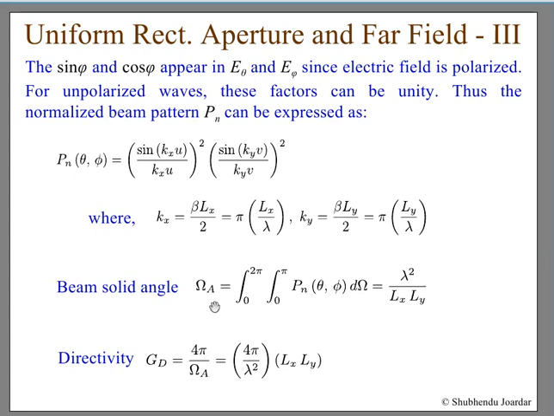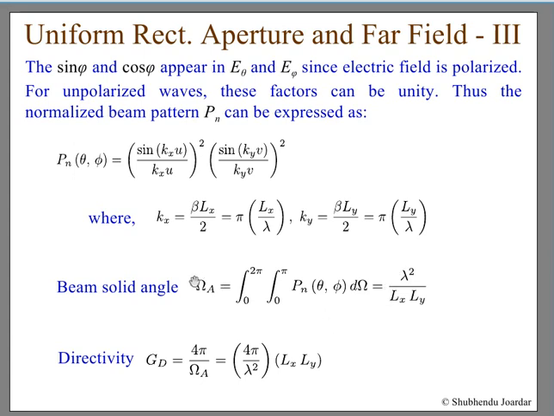If you remember the description of beam solid angle, as I said last time, this is the integration of this normalized beam pattern over where the lobes are present. Where there is no lobes, the integration will go to 0. But anyway, that is what it is. And here also you are integrating from 0 to 2 pi, this is phi, and 0 to pi, this is theta. And when you integrate it, you get lambda squared divided by Lx by Ly. It's a very simple relationship.